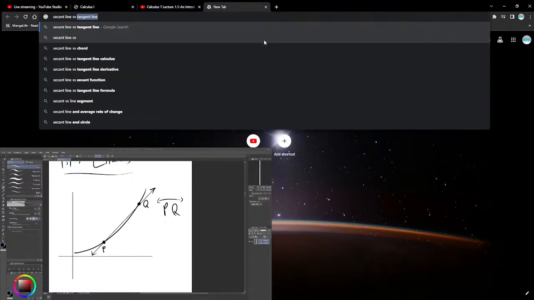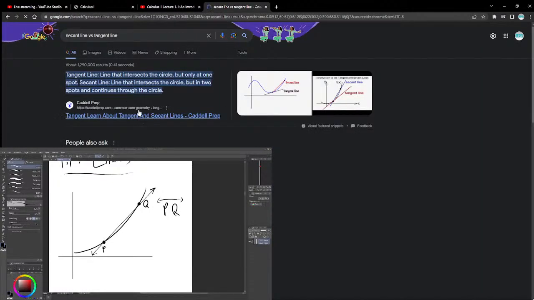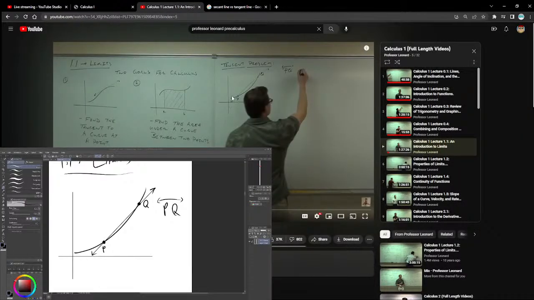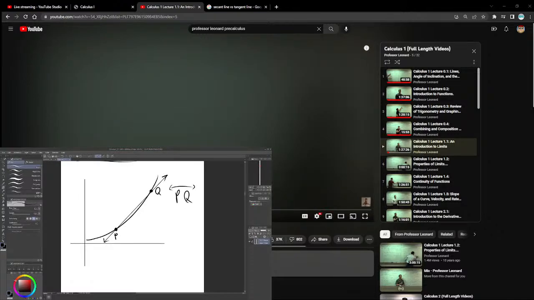Secant line versus tangent line. Tangent line, a line that intersects the circle, but only at one spot. Secant line, a line that intersects the circle in 2 spots, continues through. So this intersects 2 points. The tangent line would be like this or something. It intersects 1 point.